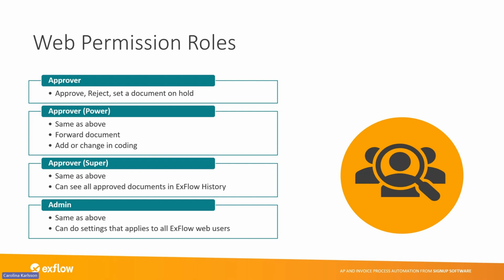And then if the permission role is the approver super, it's the same as above, but you can also see all approved documents in ExFlow history. And then if you add admin, it's the same, but then the admin can do settings that apply to all ExFlow web users. So those are the web permission roles.